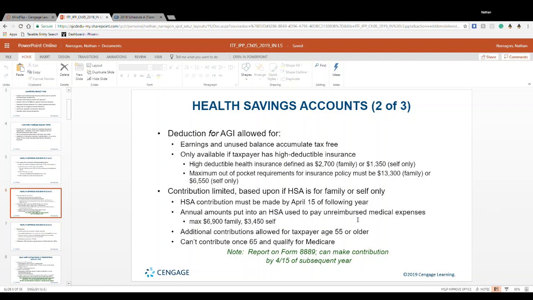And if you put too much in, here's the bad part, there is a tax for it. Okay? So this can be good, this can be bad. So you always want to watch the limits with an HSA.